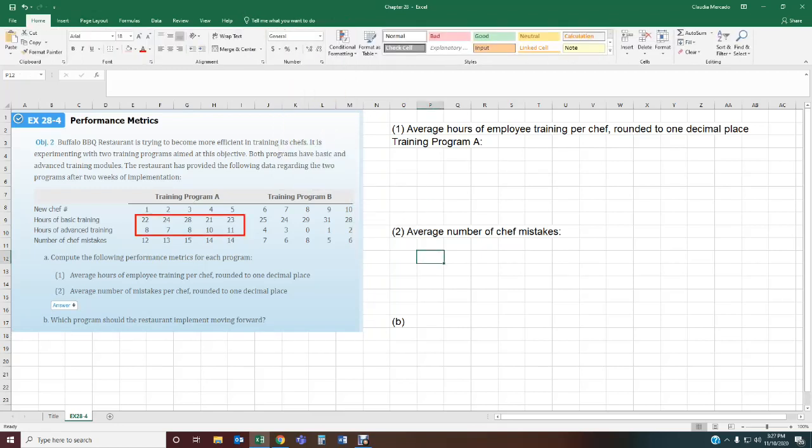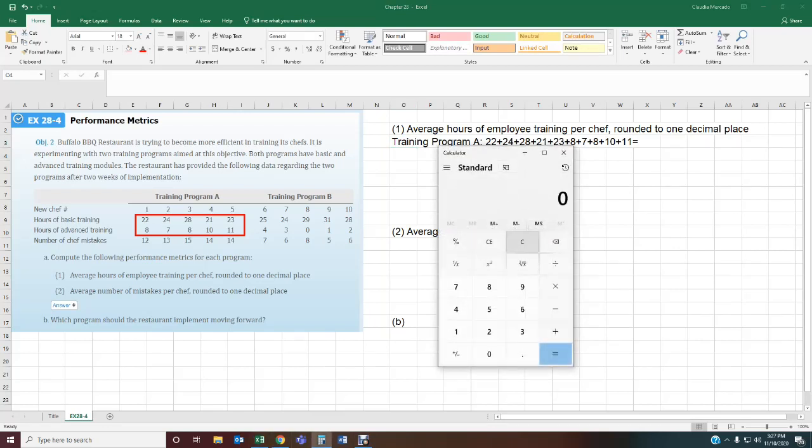So we're looking at the basic training hours and the advanced training hours for training program A. We're going to just add them all together: 22 plus 24 plus 28 plus 21 plus 23. And then we're adding the advanced training, which is 8 plus 7 plus 8 plus 10 plus 11. Now let's get our calculator out and let's see what that gives us.